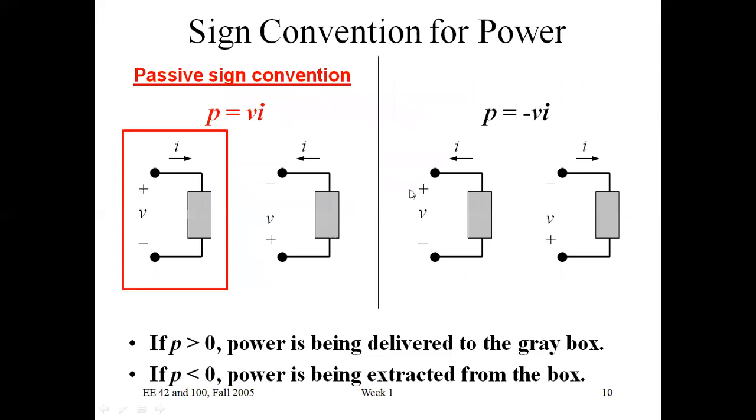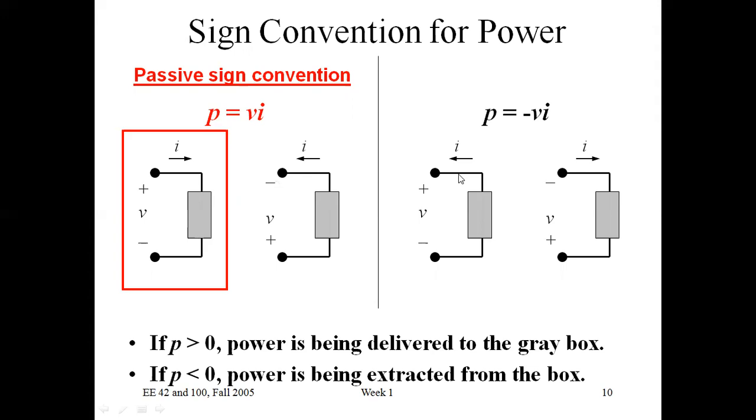Now the sign convention for power. In the passive sign convention, P is nothing but the product of the instantaneous values of voltage and current. Here the current I is flowing through this. In this figure, I is flowing in the opposite direction. So the sign convention here is minus, here is plus. That's why the direction of current changes. Here it is plus, minus. That's why the current changes.